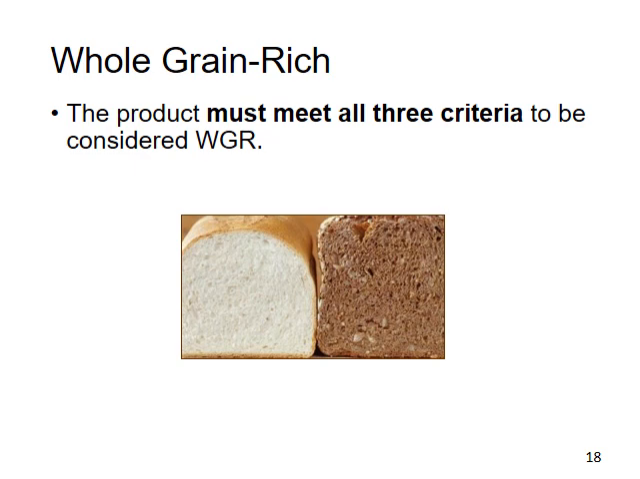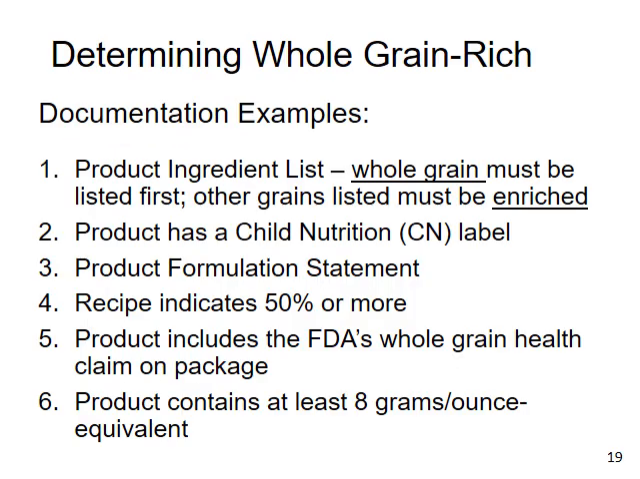Now, let's talk about how to determine if a grain product is whole grain rich. Documentation is required to demonstrate that you are in compliance with meeting the 50% whole grain rich requirement. Here are some examples of documentation. The product and ingredient list is a good place to start. The first ingredient must be a whole grain, and other grains must be enriched. A child nutrition label provides meal pattern contribution information for commercially prepared and combination food items containing grains. If the product does not have a CN label, then you may request a product formulation statement from the manufacturer.